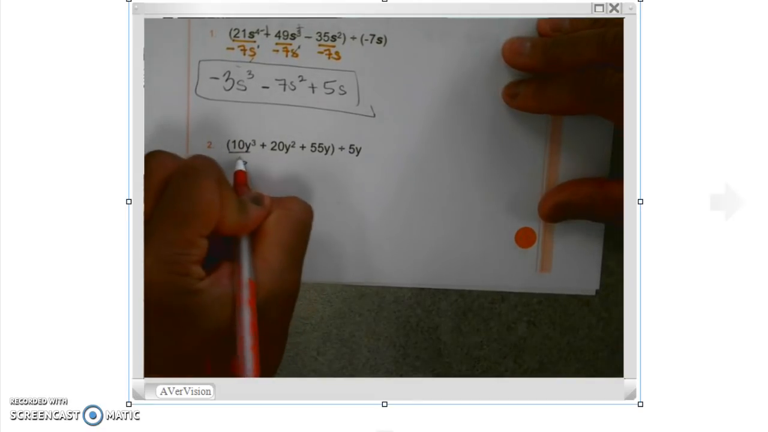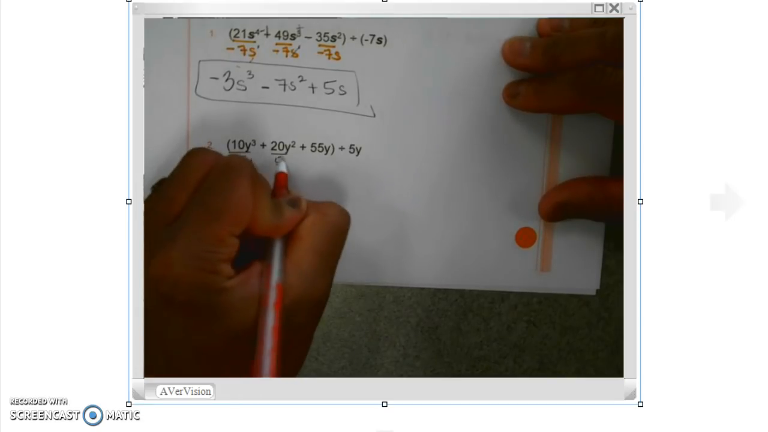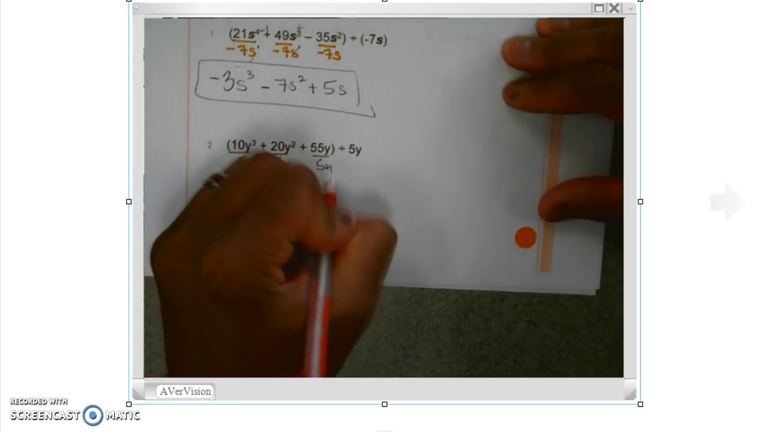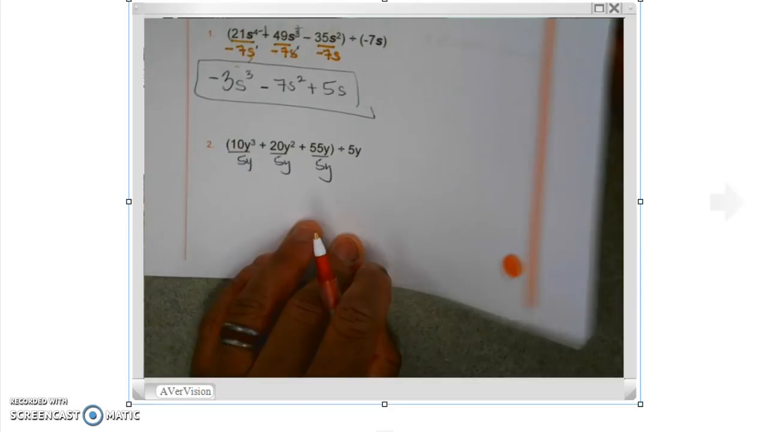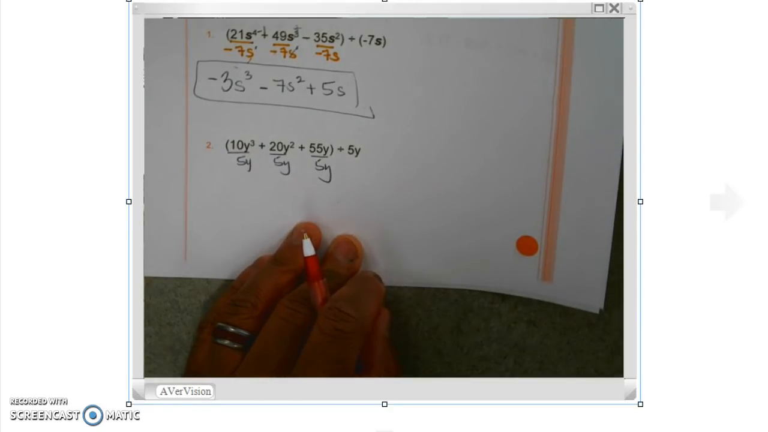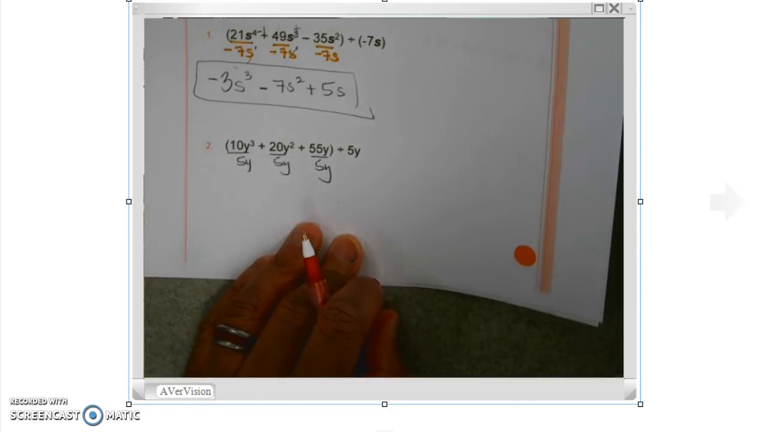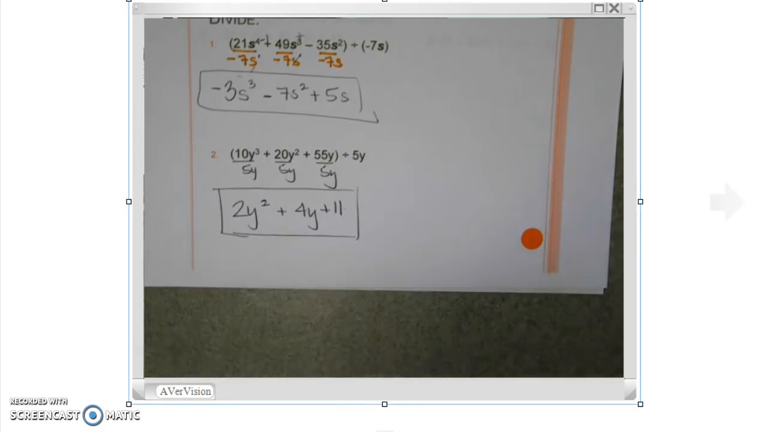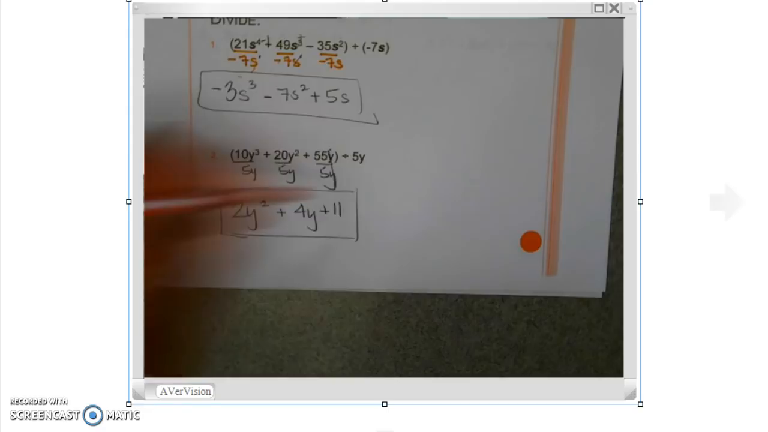I'm going to start with your fractions, divide by 5y. Now, if you could, take a moment and reduce each fraction for me. Okay, did you do it? If so, this is what we should get: 2y squared plus 4y plus 11, because both of the y's for this one canceled out.